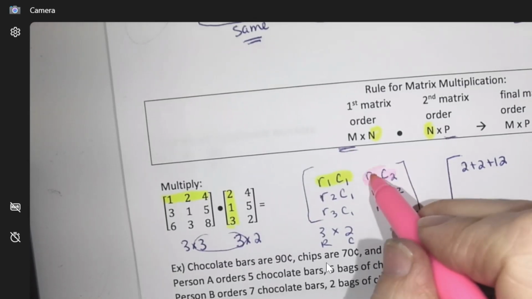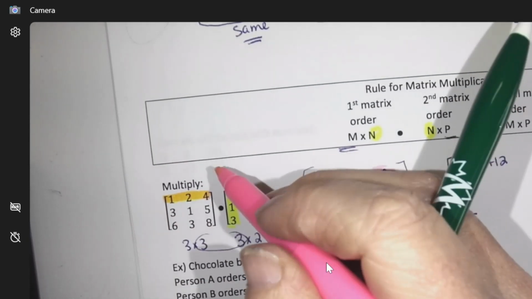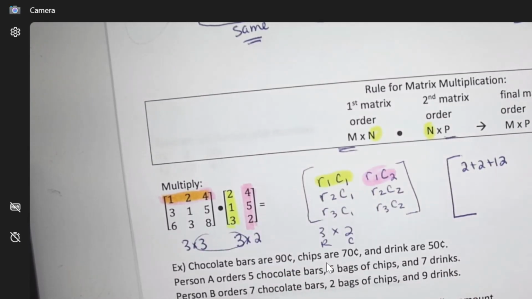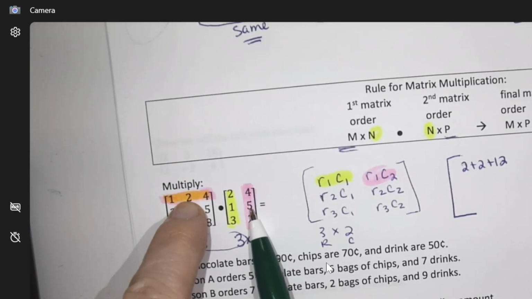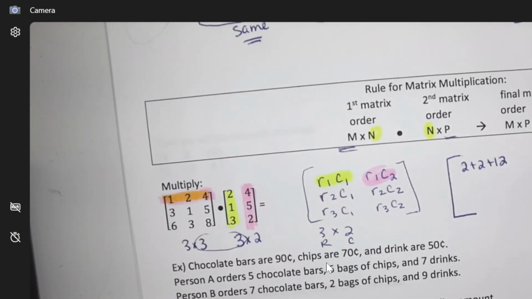Okay, now I'm going to go here. I'm going to do row 1 with column 2. So that would look like this. Row 1 with column 2. So if you follow my fingers here, I'm going to do like this. 4, 10, 8.